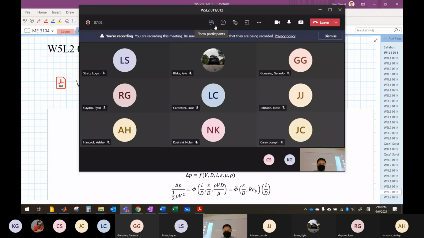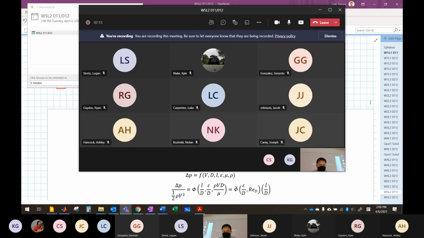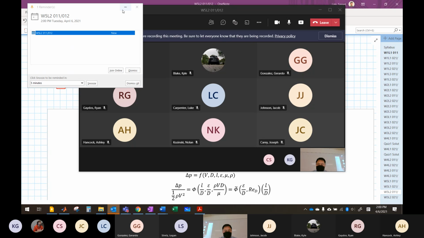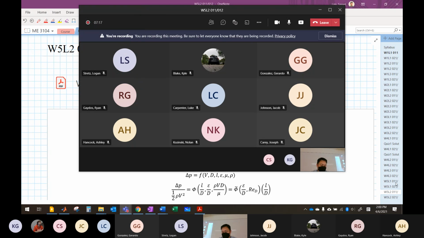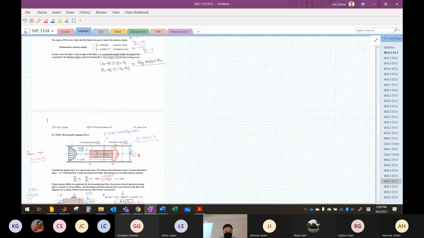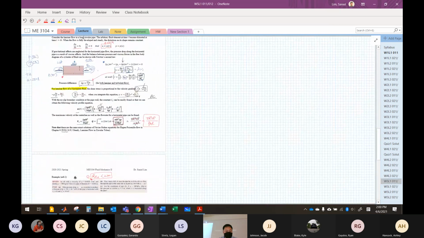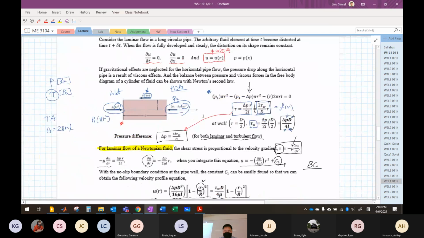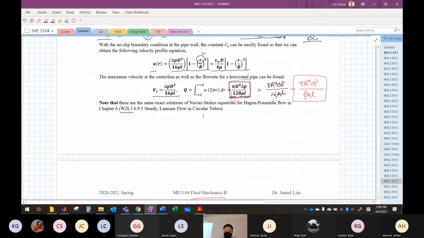Let's start. I have made a few changes in yesterday's lecture notes. If you go to Canvas, you can probably download the new version. I had a typo here, just a conversion of the constants from the diameter to the radius. You can just change this. This is 8 instead of 16.